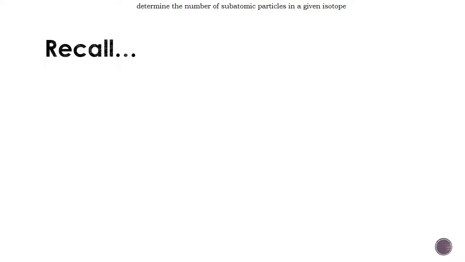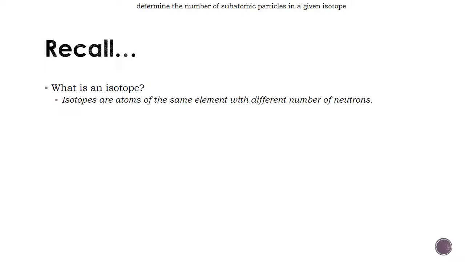Before we take a look at how we'd go about doing that, let's just recall a few things from the previous lesson. For each question, please pause the video, answer it, and then see how well your answer matches mine. Question number 1. What is an isotope? From the previous lesson, we learned that isotopes are atoms of the same element with different numbers of neutrons.